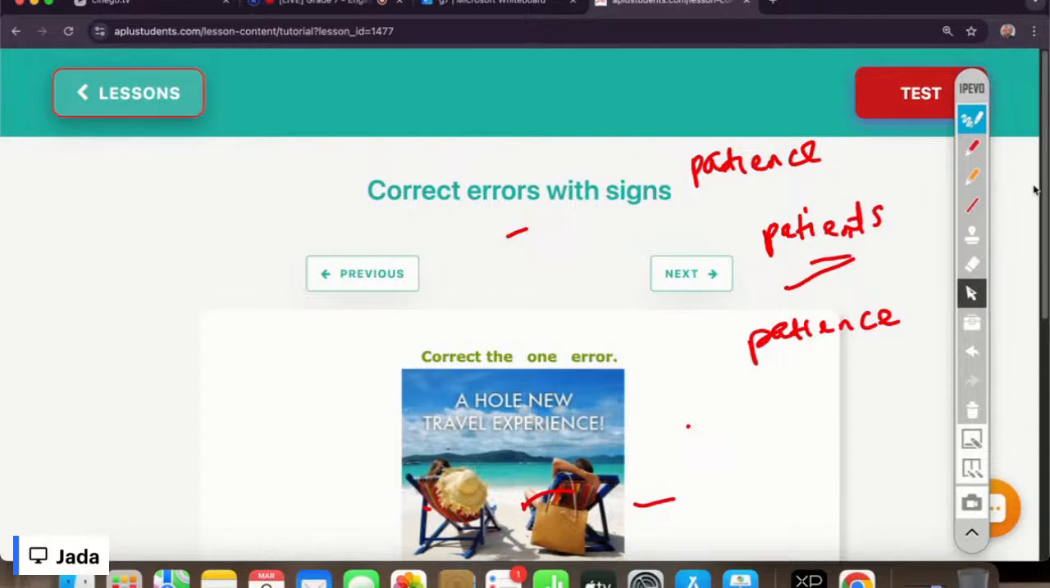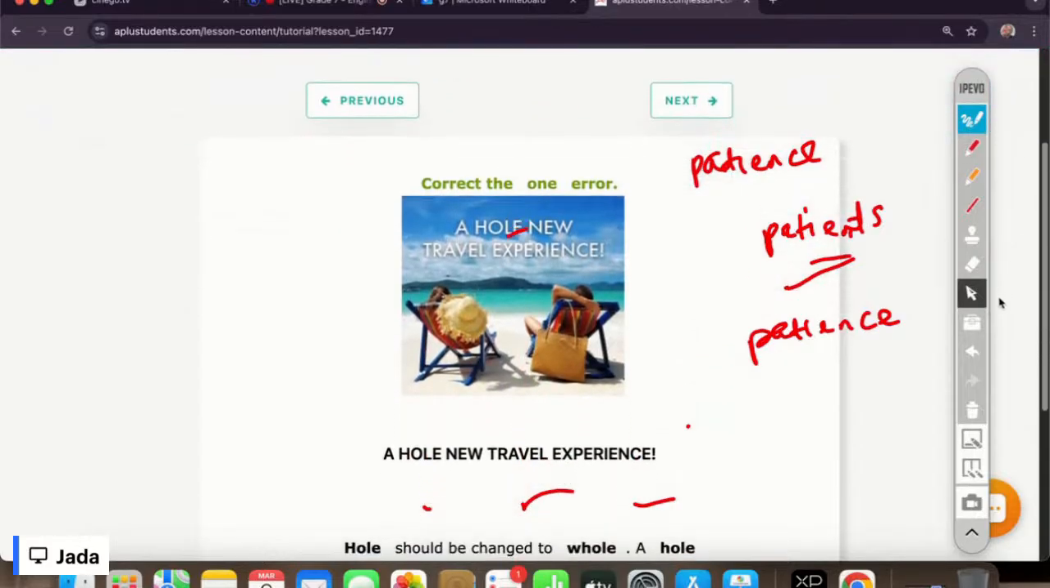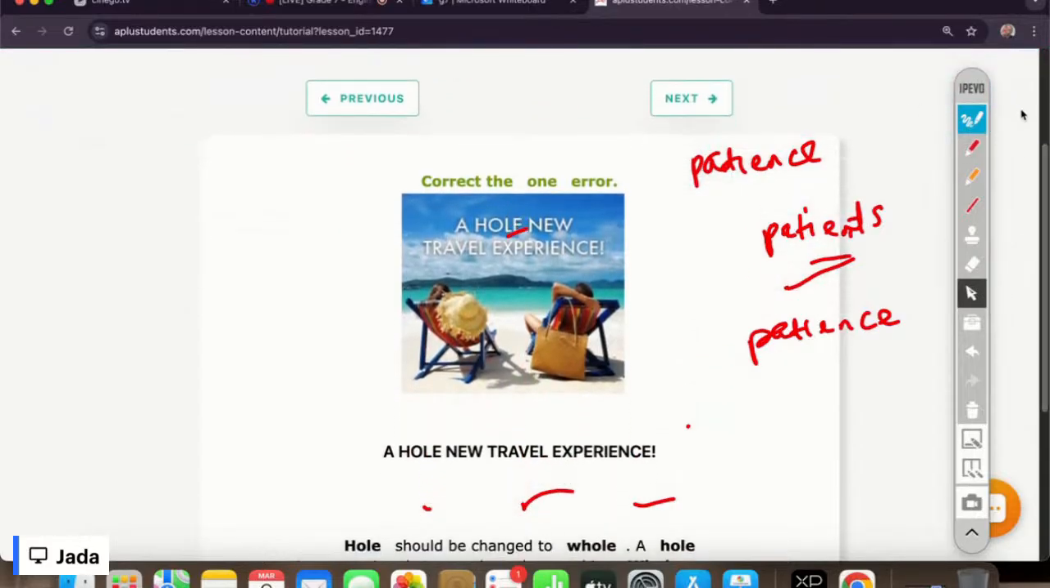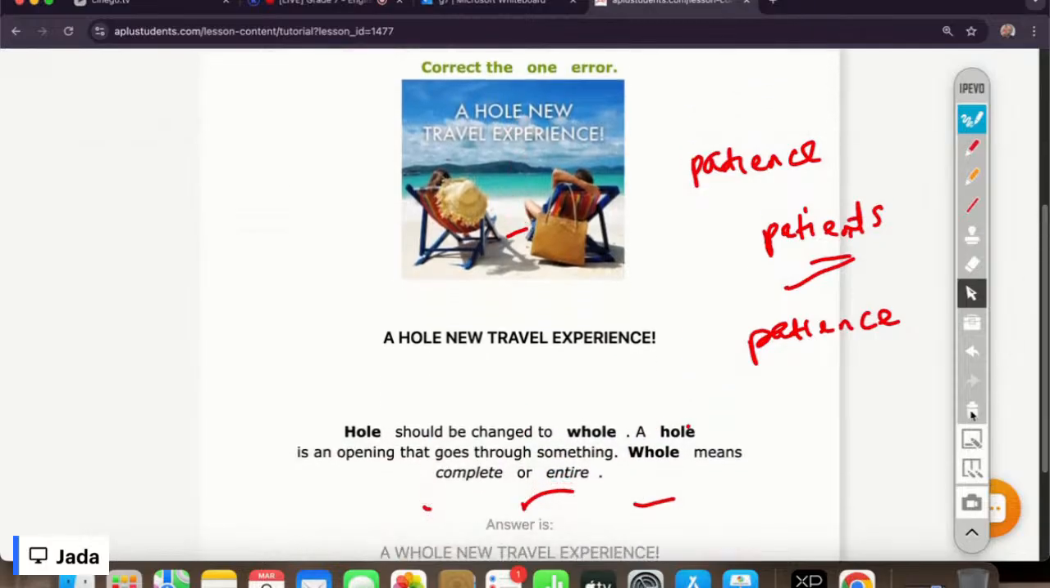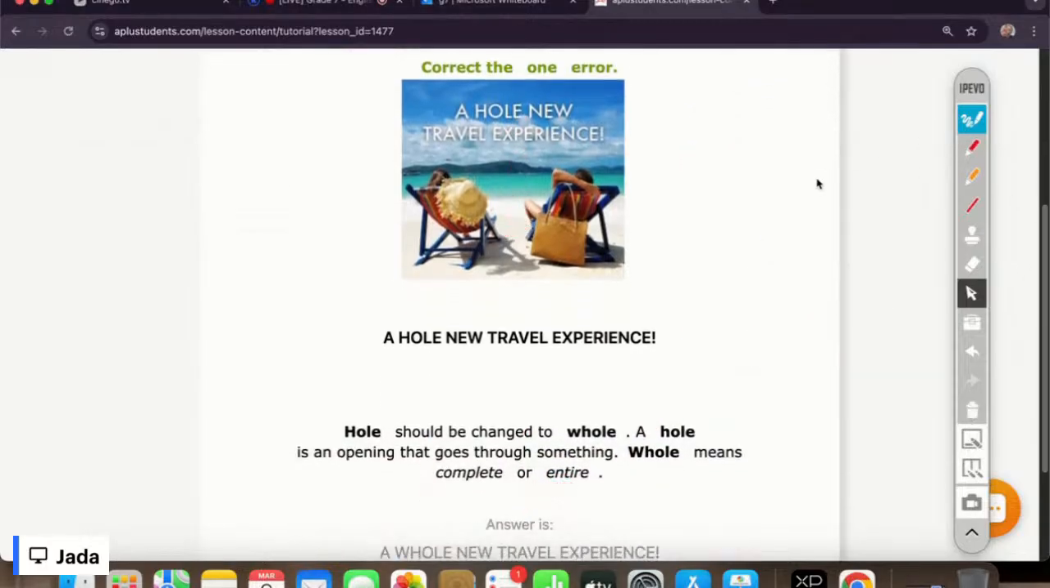Also here we have a hole new travel experience. Now we have hole. This is what we have right now, a hole new travel experience. Of course, when you say hole, it is wrong. Okay, hole should be changed to whole.